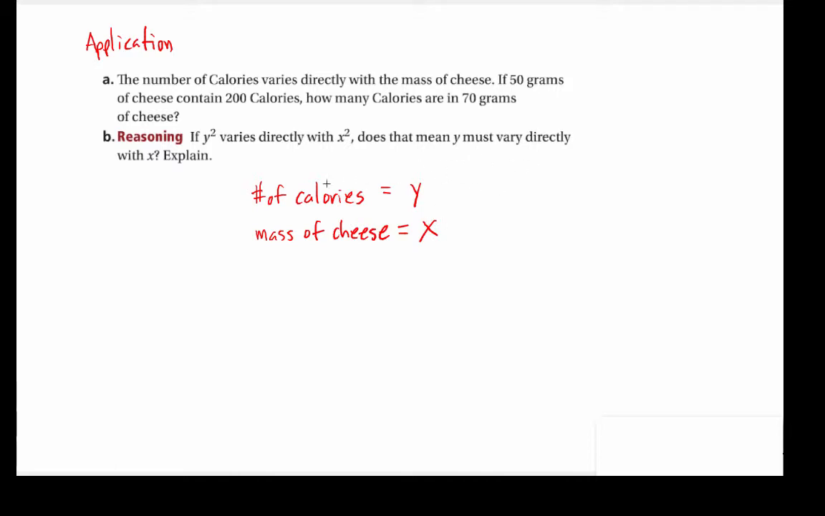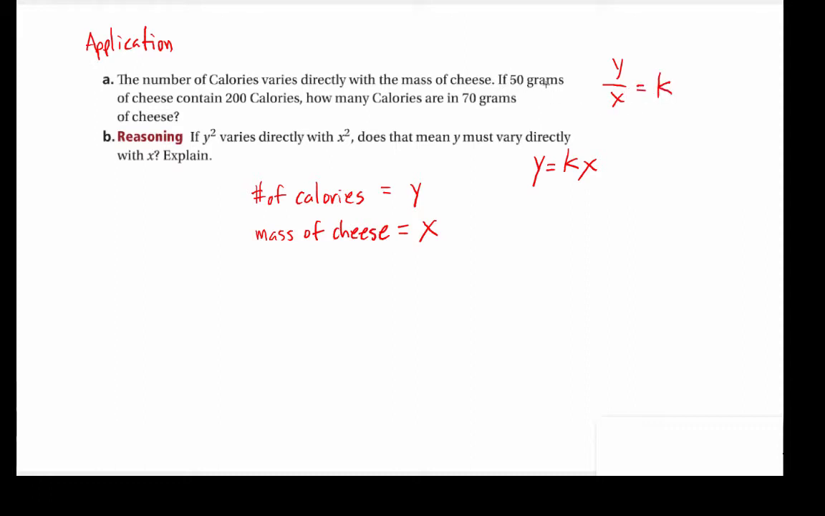Okay, now we don't have an equation at all, but we want to be able to write an equation because we are asked how many calories are in 70 grams of cheese. So we need something like this. But we don't have that yet. We don't know what k is. We're not told the constant of variation. But we do have a tool that we can use to find that. Remember, y over x equals k.